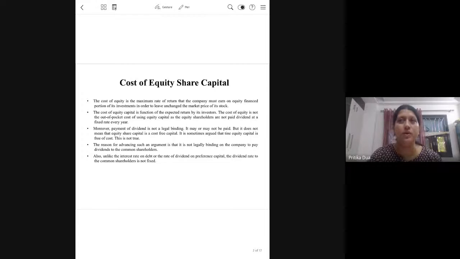Cost of equity is a more complex issue because there is no fixed return on equity. So no fixed dividends are specified at the time of issue, and hence calculation of the cost of equity becomes a more difficult job.